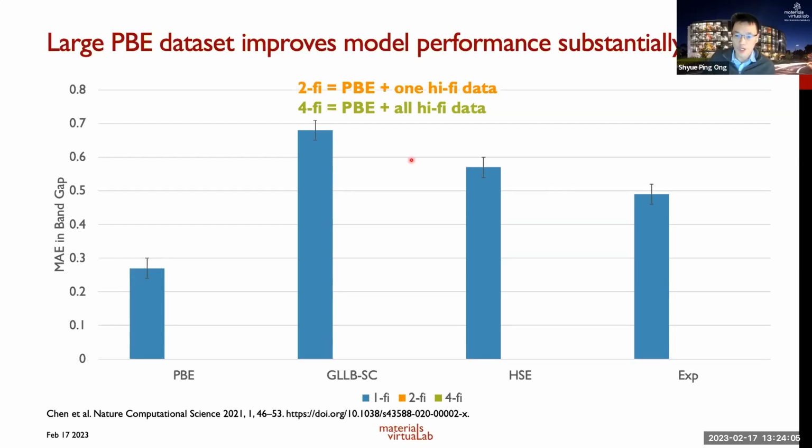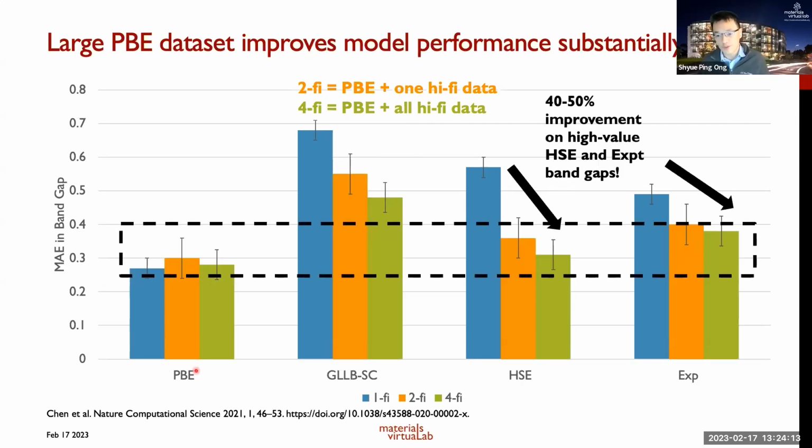Now, what happens if we combine the higher fidelity data with our very large PBE data? It turns out that we can actually get something for free. We get a 40 to 50% improvement in our predictions of the high value HSE bandgap and experimental bandgap, right? Right after we combine either 2 fidelities or 4 fidelities in a single model, we can get a 40 to 50% reduction in the mean absolute error. And in fact, the mean absolute errors of the HSE and the experimental bandgaps are now quite comparable to that of the PBE bandgap data, right?